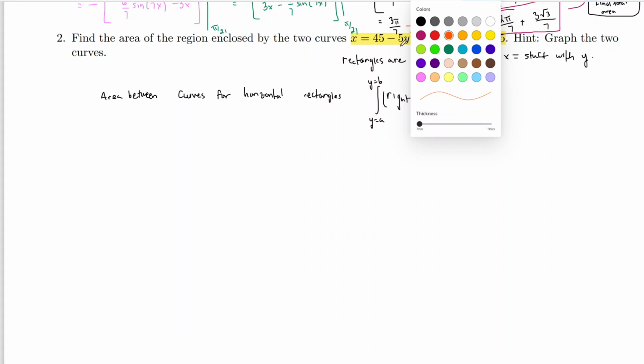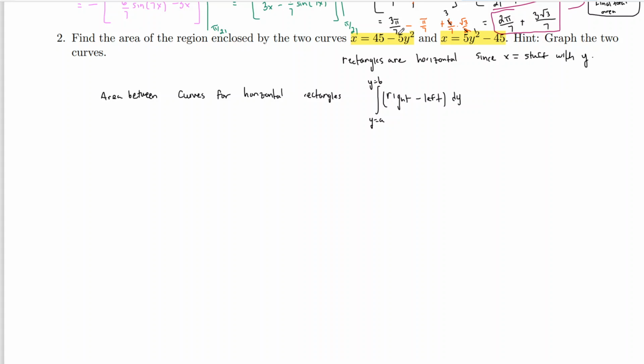Now, thankfully, it doesn't switch at all, but it can't switch in this case anyway, because we're not told the x value. So we have to just locate the region. So this is the right, and this is the left. So as we set this up, I'm not going to point out A and B yet because we don't know them, but at least we know the right one is 45 minus 5y squared minus the left, 5y squared minus 45 dy.